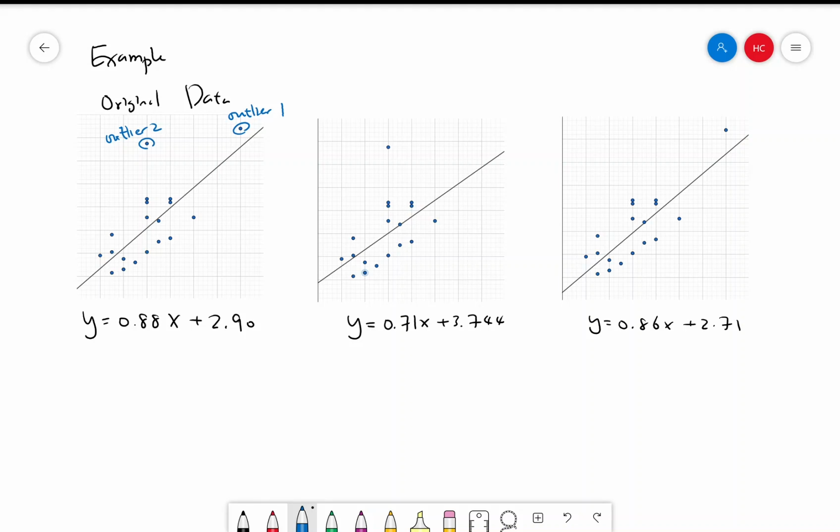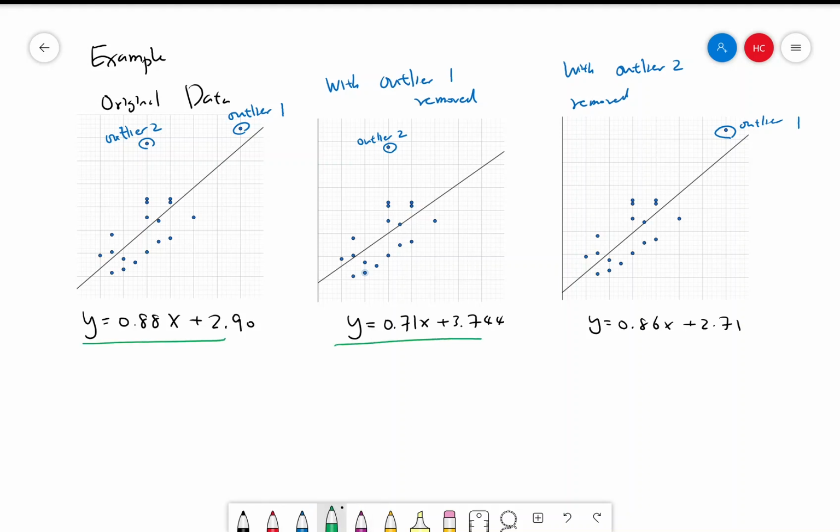So let's remove them one at a time and then calculate the least square lines before and after removing them. The graph in the middle is with outlier 1 removed, and outlier 2 is still here. And the graph on the right is the one with outlier 2 removed. Outlier 1 is still here. So we look at the equation of the least square line.